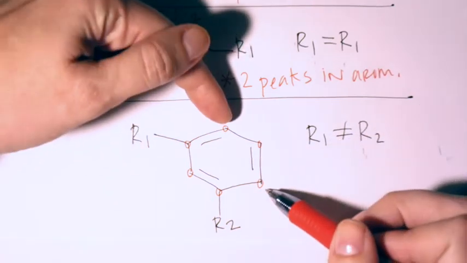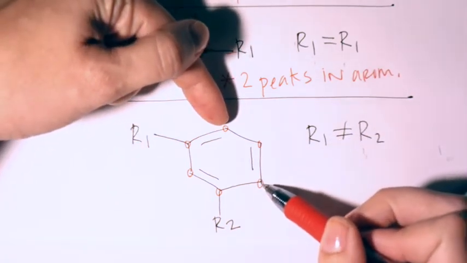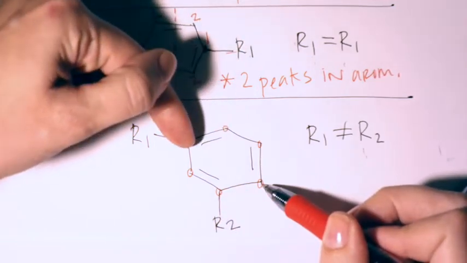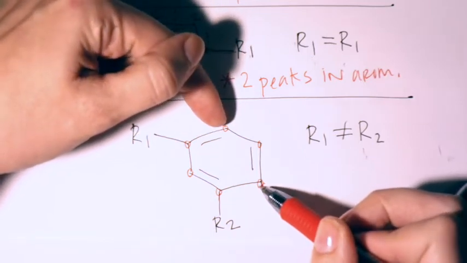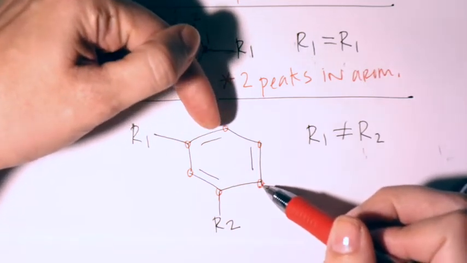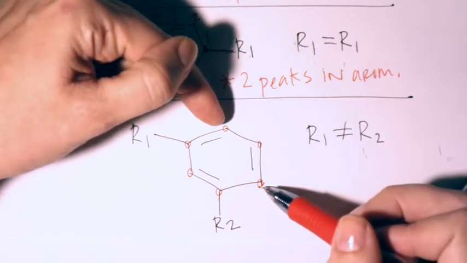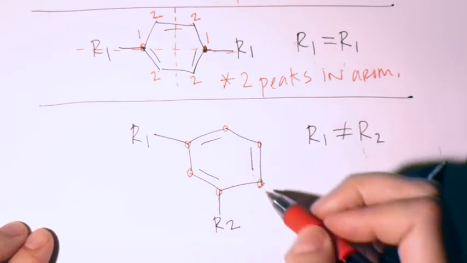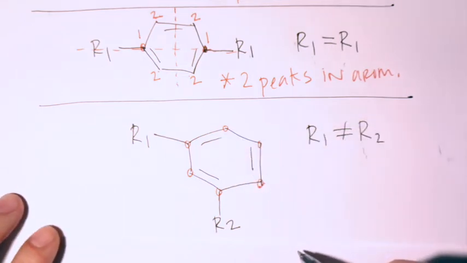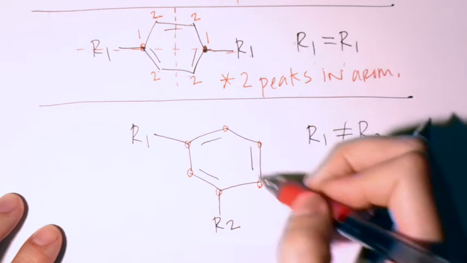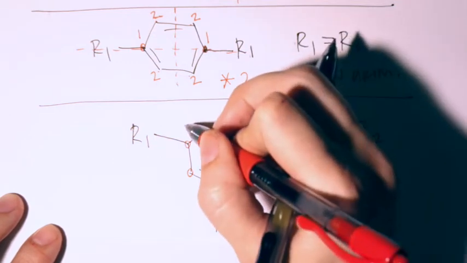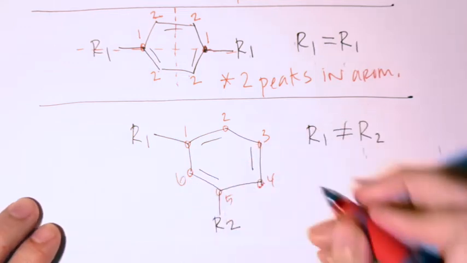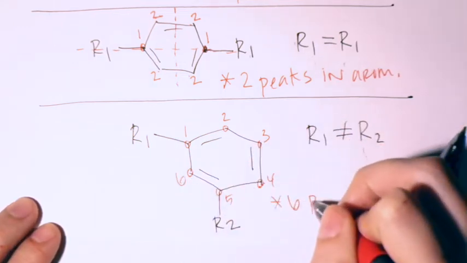So if you take even these 2, for example, this one is closer to R2, but this one is closer to R1 than the other one. So even though they're very similar, they're not identical. And if they're not identical, they're not going to have the same shift. They'll be very close to each other in the carbon NMR, but they won't be identical. So you'll actually see two distinct peaks for those. And so all of these all the way around the ring are unique, and in the aromatic region you would expect to see 6 peaks.